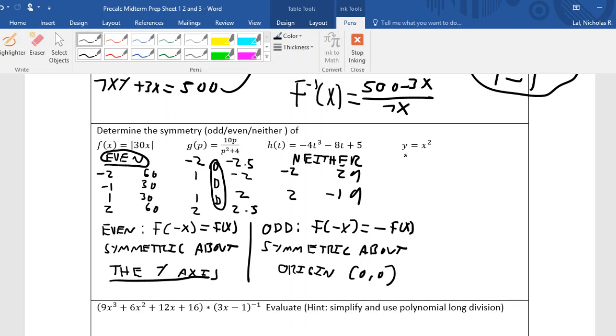And y is equal to x squared. This is even, symmetric about the y-axis. -2, 4, 2, 4, -1, 1, 1, 1. So this is an even function. So even, odd, neither, even.